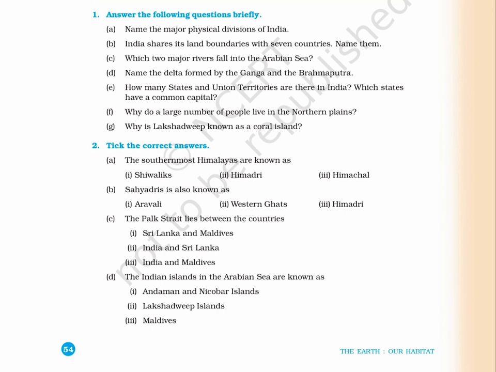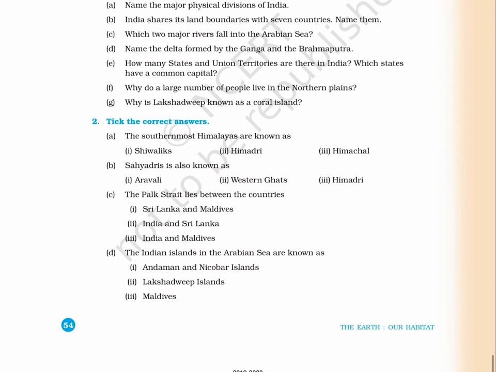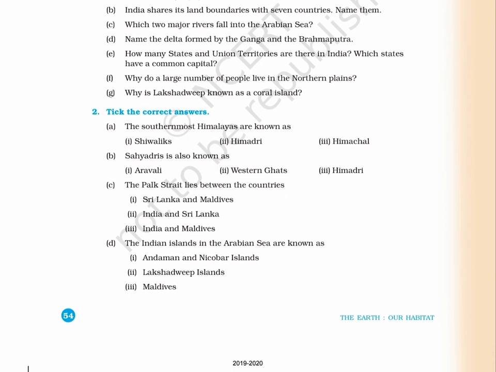F. Why do a large number of people live in the northern plains? G. Why is Lakshadweep known as a coral island? 2. Tick the correct answers. A. The southernmost Himalayas are known as 1. Shivaliks, 2. Himadri, 3. Himachal.